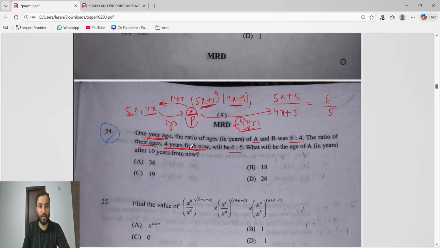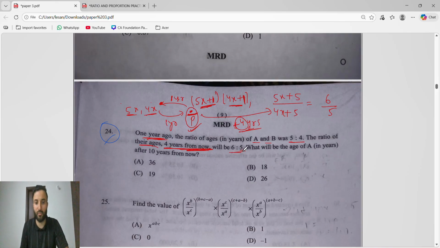Ratio of their ages 4 years from now. Whenever they say from now, we have to take it as from present. So 1 year ago it was 5x, 4x. Present means you come 1 year after, which means 5x plus 1, 4x plus 1. From present, we have to go 4 years from now. To 5x plus 1, we add plus 4, so 1 plus 4, 5x plus 5. Then to 4x plus 1, we add plus 4, so 1 plus 4, 5.